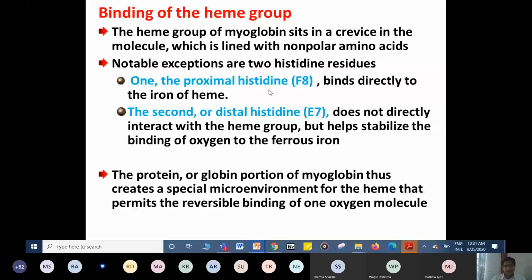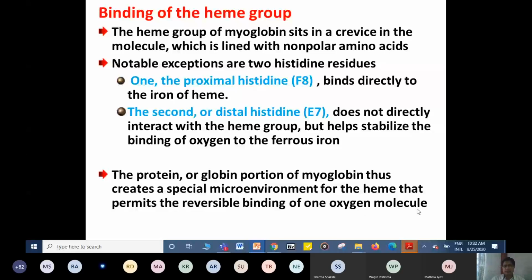Okay, we have already said that the central iron can bind with 6 different constituents. Among them, 4 are the nitrogens of the porphyrin ring, and 2 are, one is the proximal histidine, that means the nearer histidine. It directly binds with the proximal histidine, and the other valence, we have said, binds with the oxygen, and after binding with the oxygen, that is stabilized by this distal histidine. You will see with the picture also. The distal histidine does not bind directly, but after binding with the oxygen, and this is just the opposite side, it stabilizes the structure. The protein or globin part of myoglobin thus creates a special environment for the heme group that permits the reversible binding of one oxygen molecule.